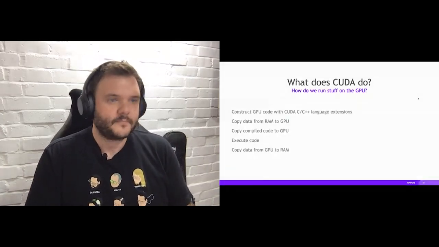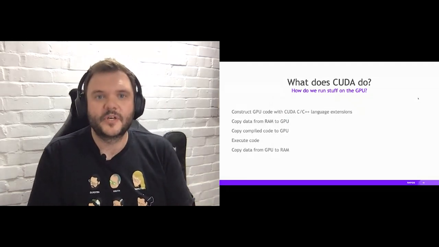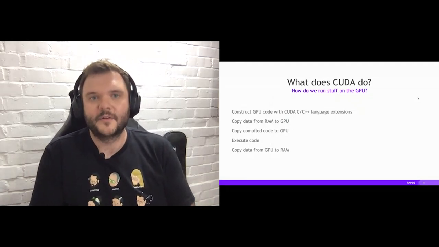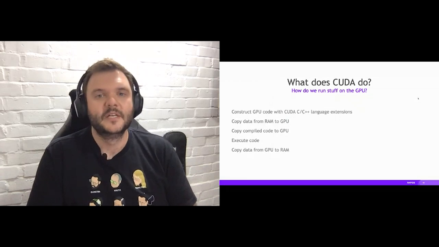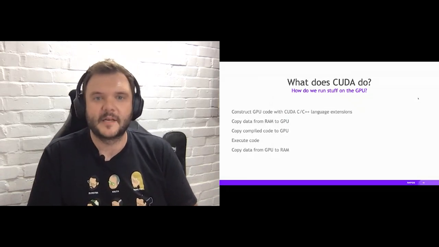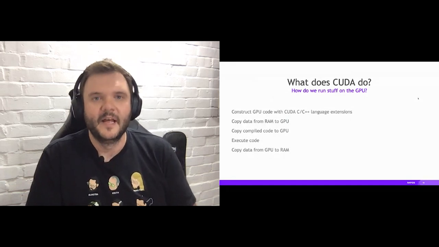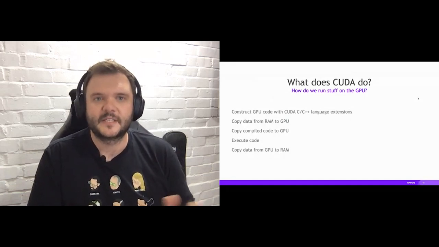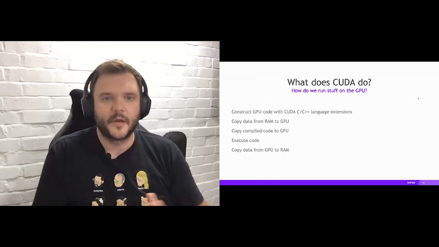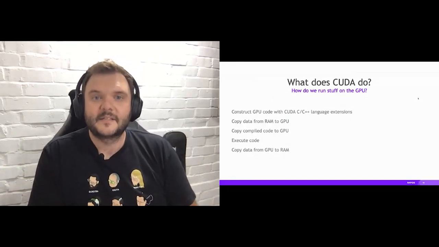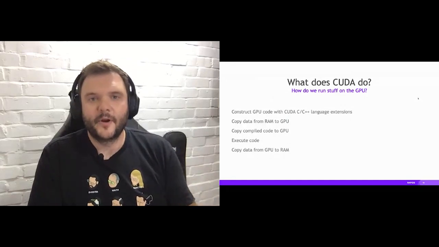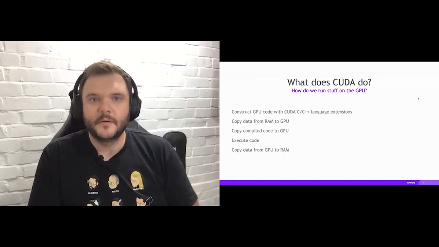So as we said, it allows you to construct code that will execute on the GPU, and it provides you some tools to compile your CUDA C++ into machine code that can execute on the GPU. And it gives you extra flourishes to the language to specify this is CPU code, this is GPU code, et cetera. It has functions built in that allow you to move data from the memory on your machine to the memory on your GPU.